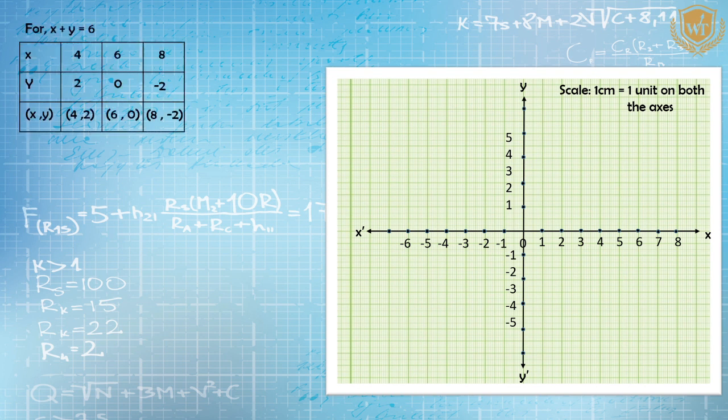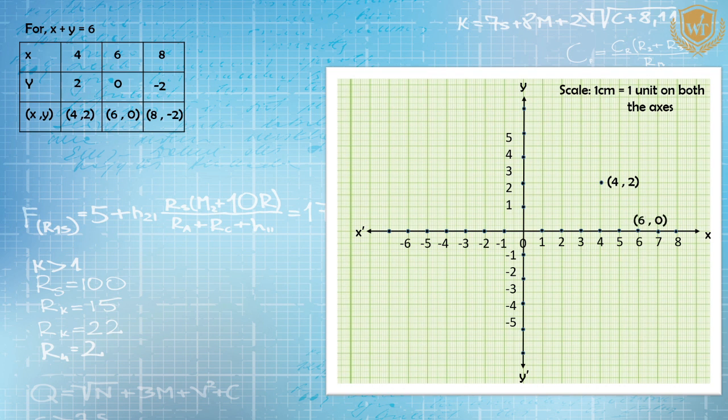So, equation number 1 ka table dekhte. The first point that we have to plot is 4, 2. Matlab, the x coordinate is 4 and the y coordinate is 2. So, this over here is the first point, 4, 2. Remember, students, whenever you are plotting the point, write down the coordinates as well. The second point is 6, 0. Now if you notice, the y coordinate is 0. And whenever the y coordinate is 0, matlab point kaha pe aega? It will lie on the x axis. Wonderful. So x axis pe 6, 0.